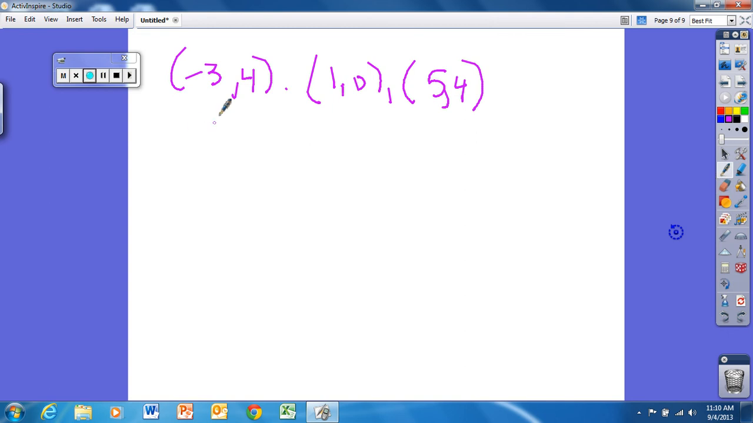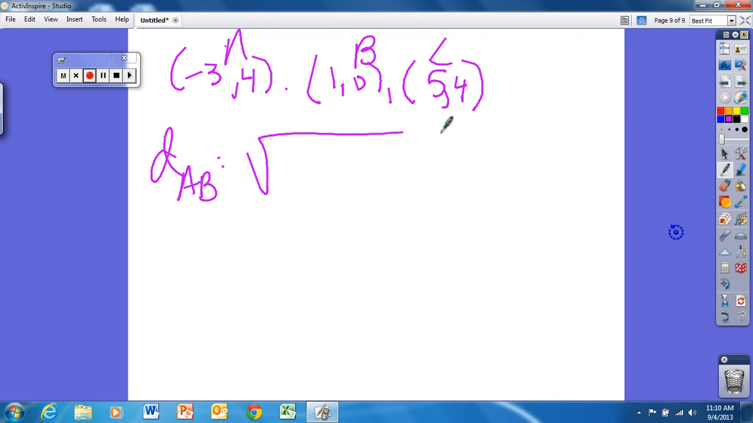So, let's call this A, B, C. I'm going to find the distance of AB first. You should try this. You should pause the video and try it. When I subtract my x's, I get -4, and then I square it and I get 16. When I subtract my y's, I get 4. When I square that, I get 16. So the distance of AB is the square root of 32.